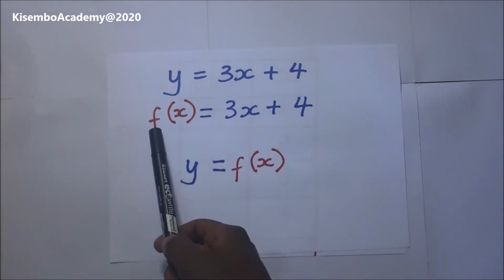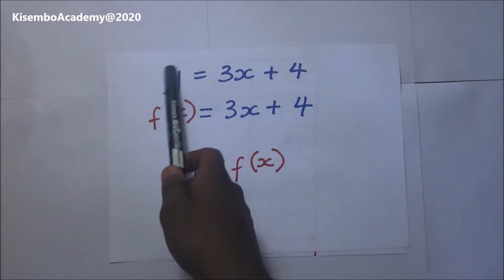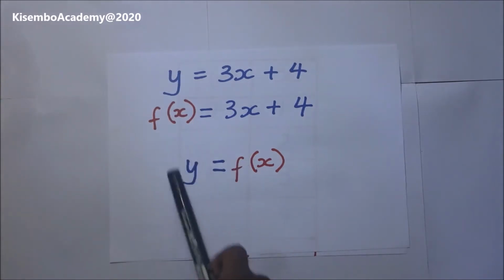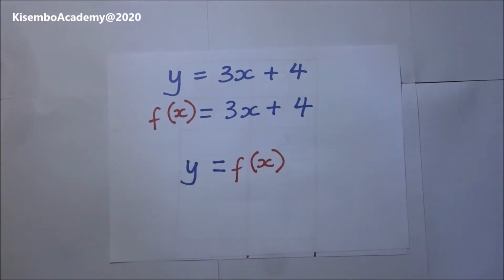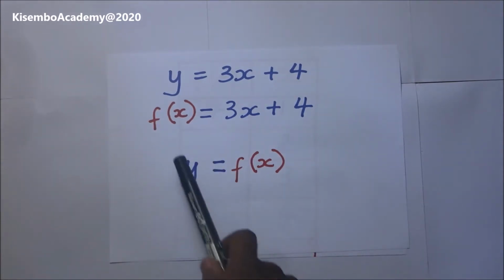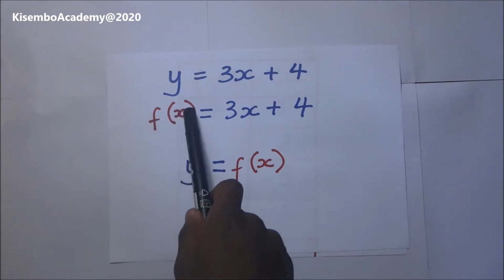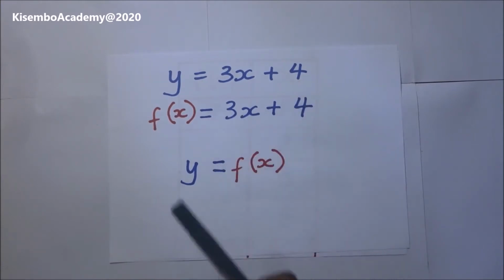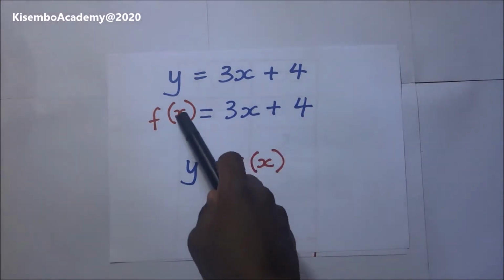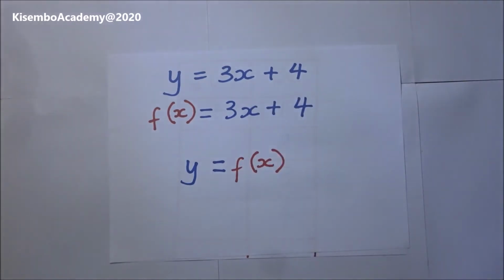Now this f is what we call function notation. This value of y is the same as what is being represented as f of x. The f of x in literal terms in this case will mean the function f where the input is x is given by 3x plus 4. This means that for every value of input we put here, we are going to produce a certain output.